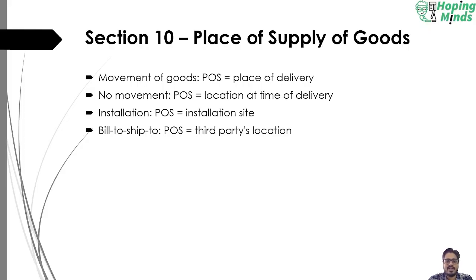Next we have transactions like bill to ship to transaction. In bill to ship to transaction, goods are shipped to a third party on the instruction of the buyer. In such a case, the place of supply is the location of buyer who placed the order. For example, a seller in Karnataka ships goods to party C in Tamil Nadu on instructions from party B in Maharashtra. So in this case, the place of supply is Maharashtra and IGST shall be applied.